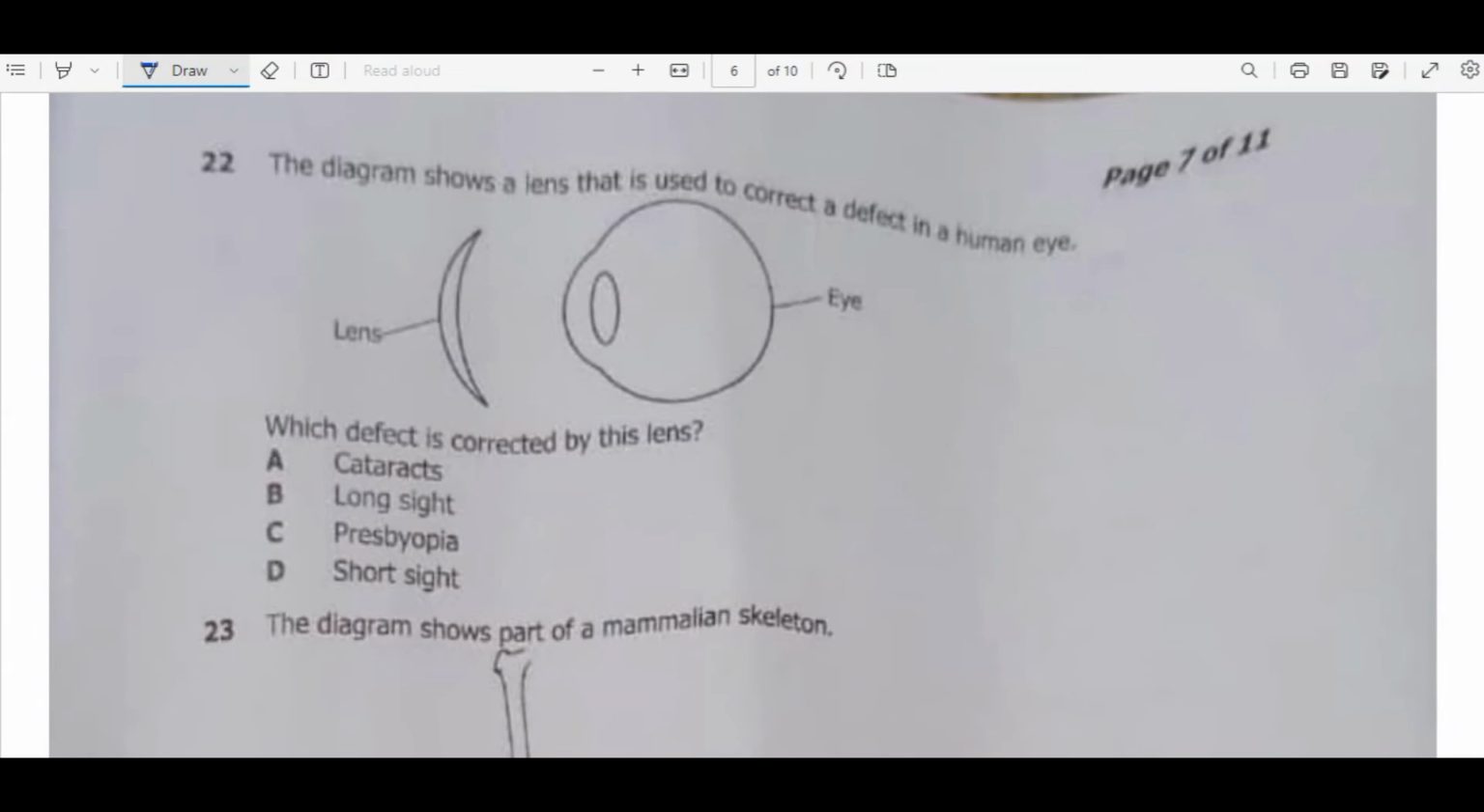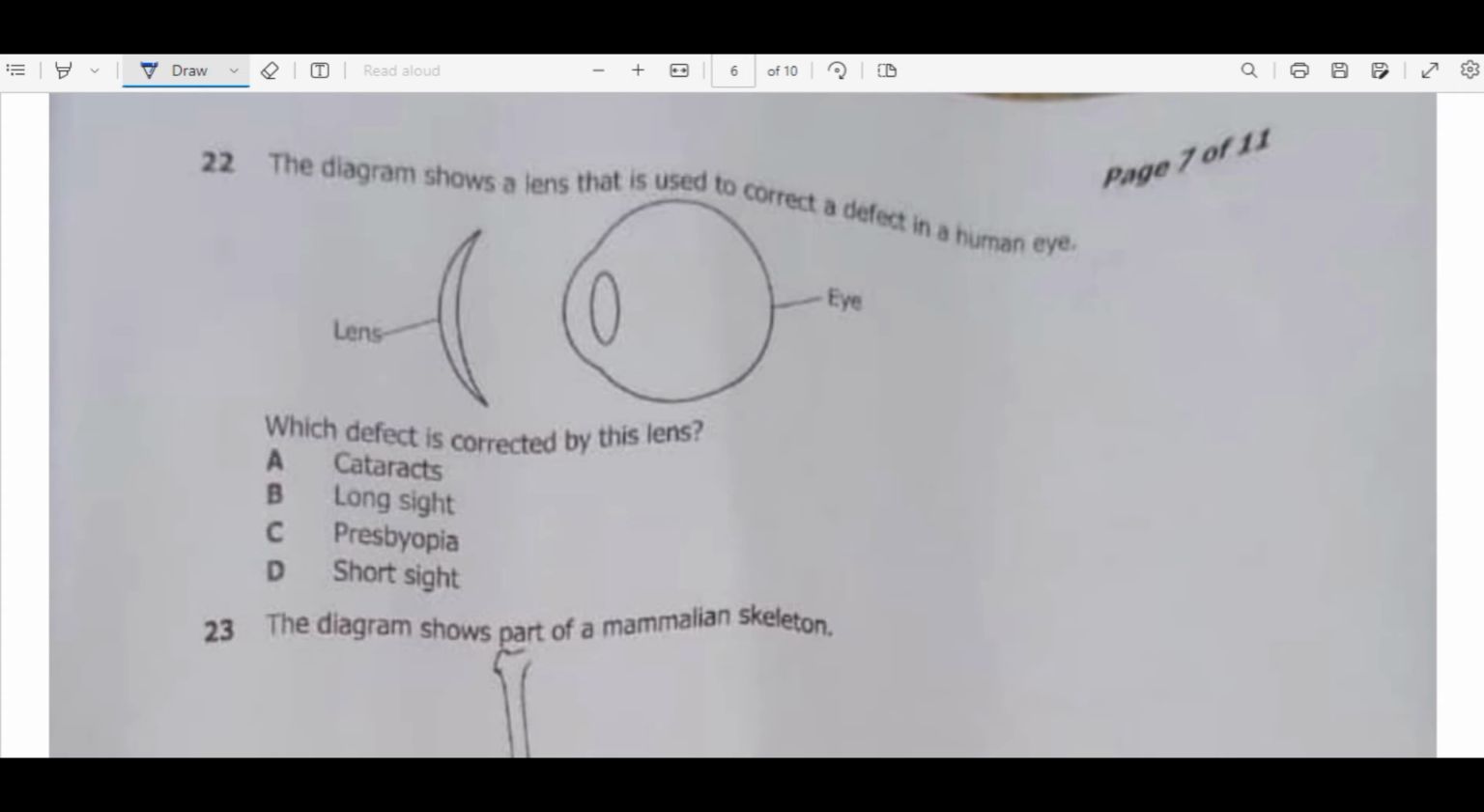Okay, so the diagram shows a lens that is used to correct a defect in a human eye. So we have a defect in the human eye. So we have the lens there, and then we have an eye there. So now, which defect is corrected by this lens? So meaning that we have to know which one is corrected by this lens.